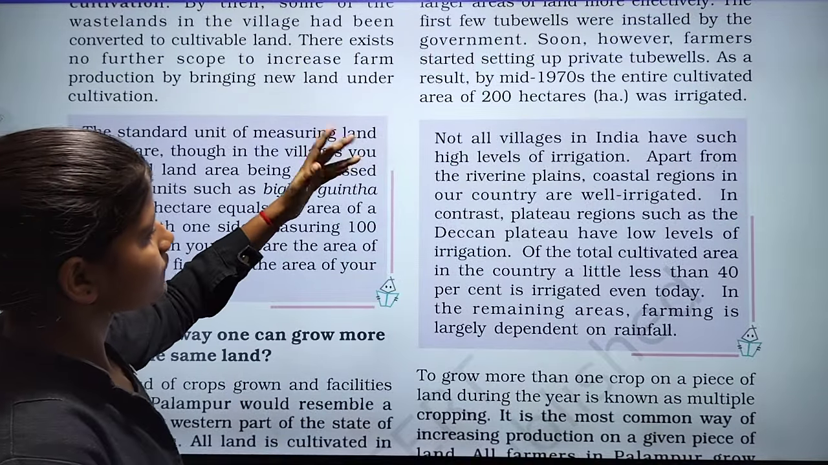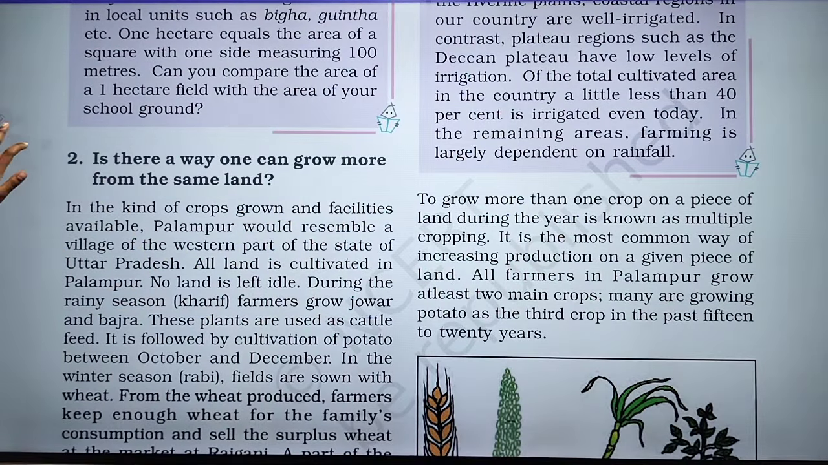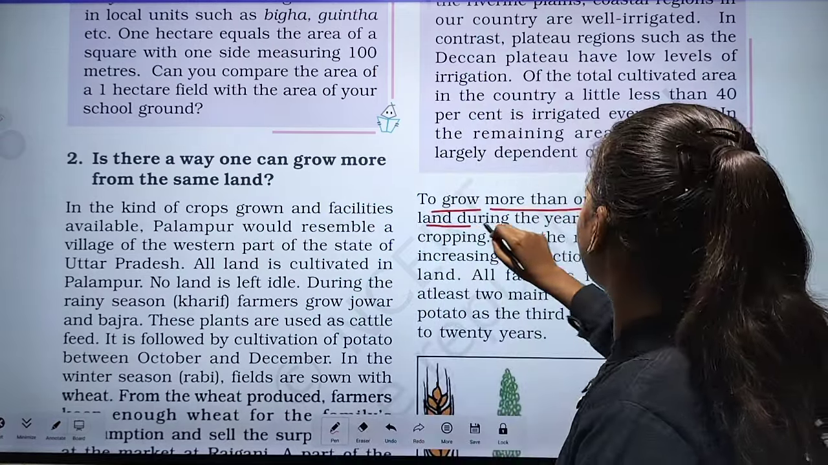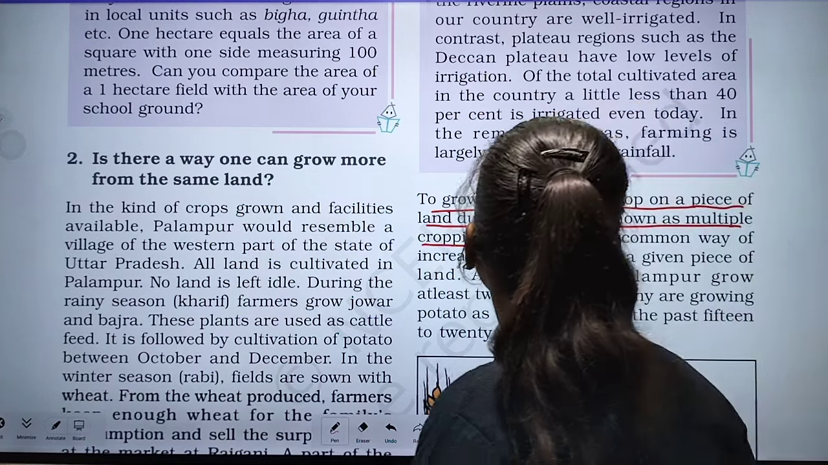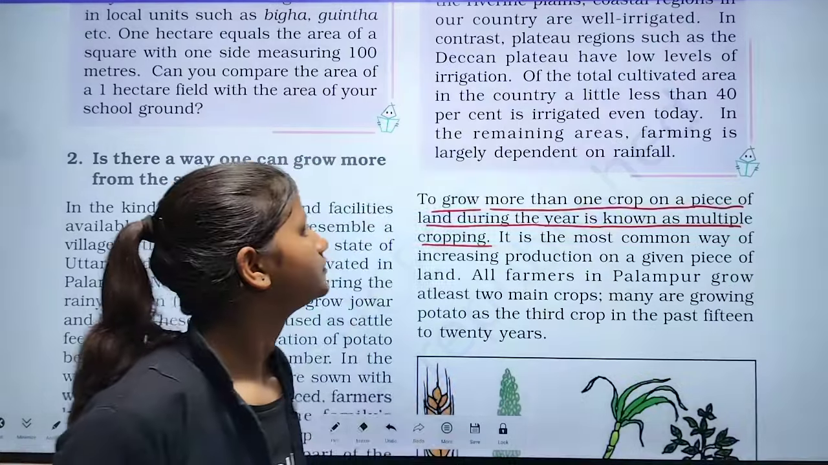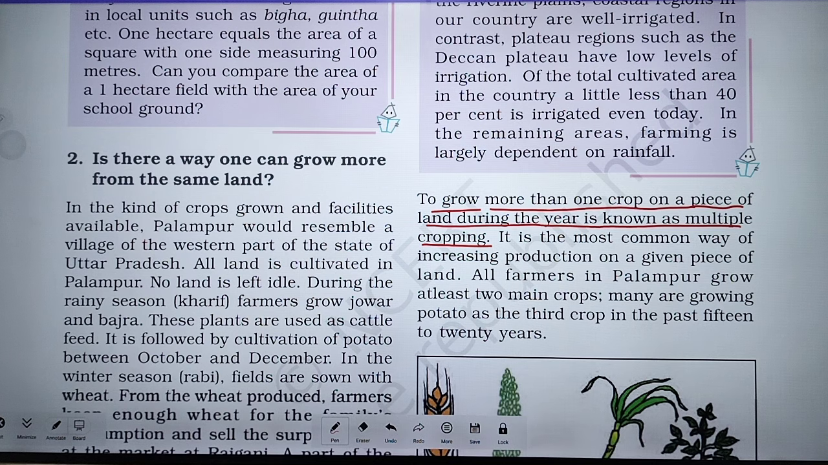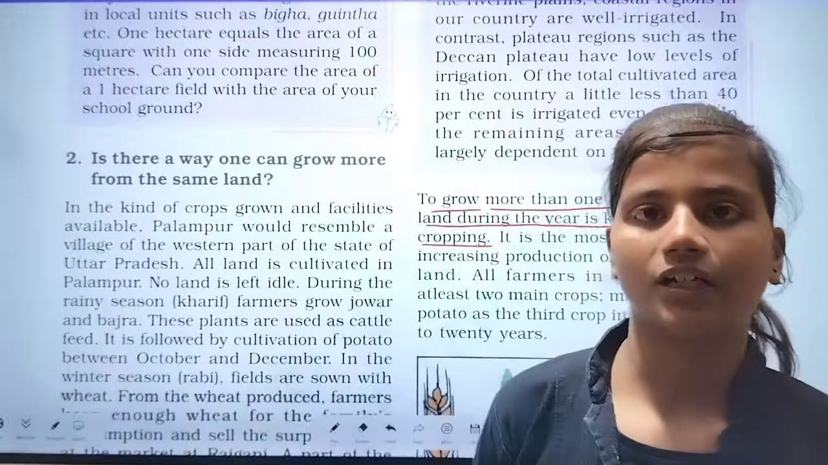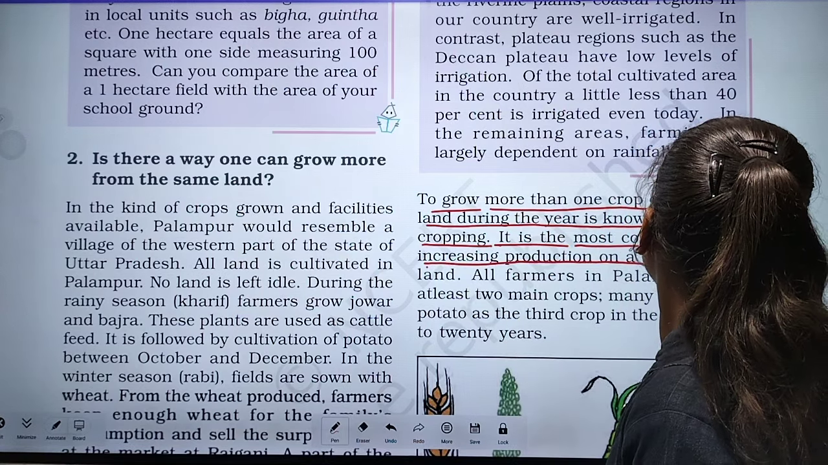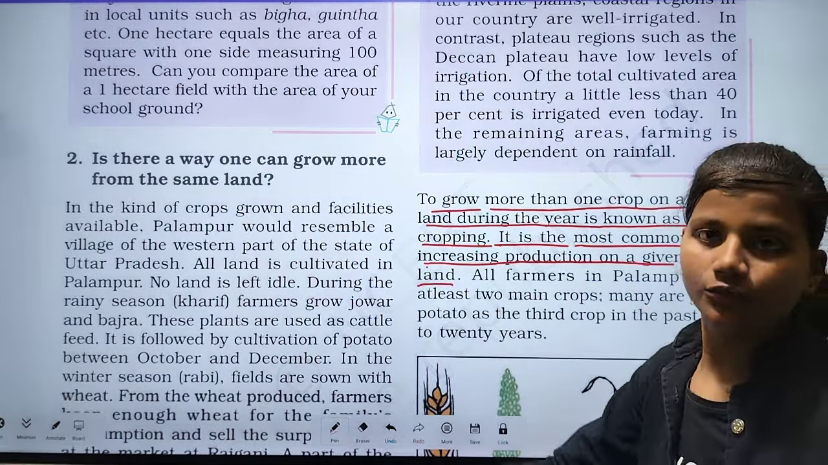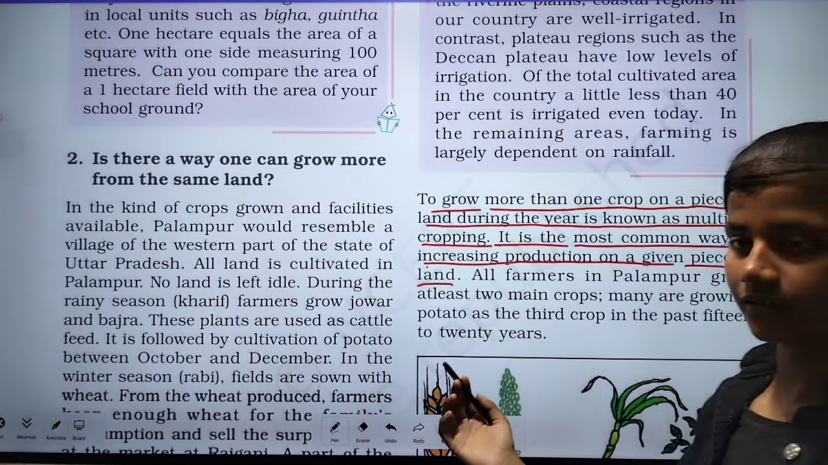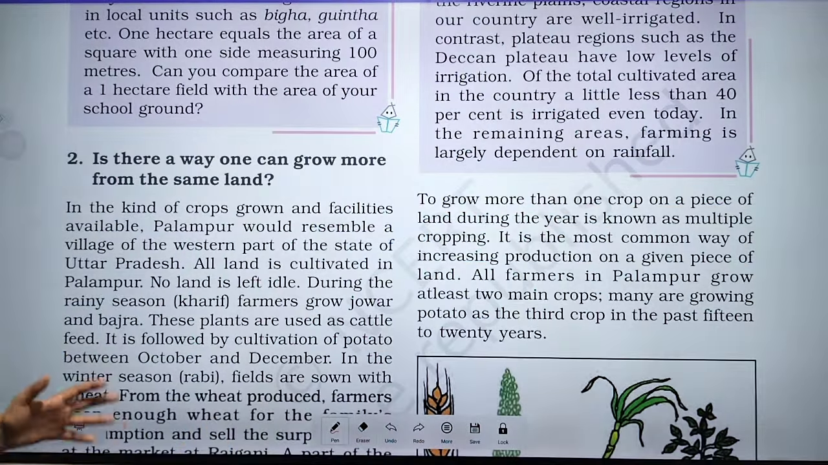To grow more than one crop on a piece of land during the year is known as multiple cropping. Multiple cropping is the most common way of increasing production on a given piece of land.